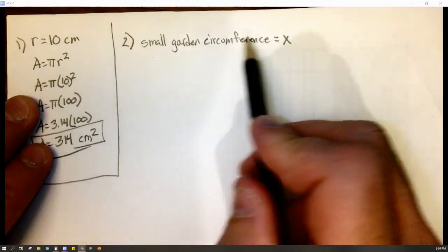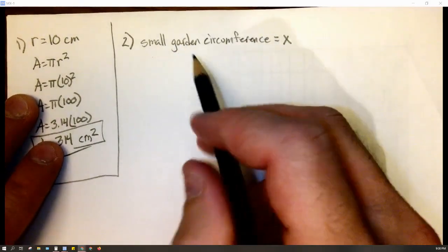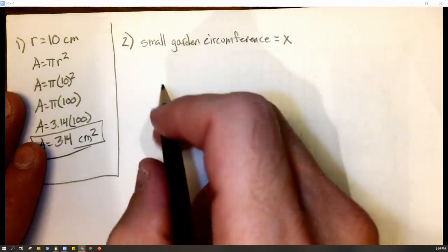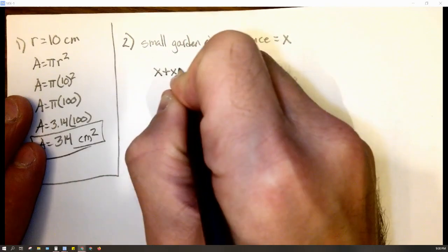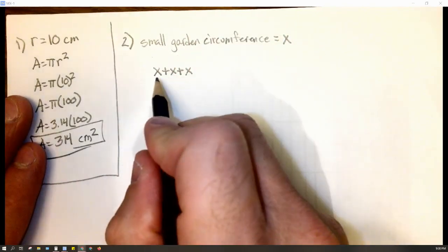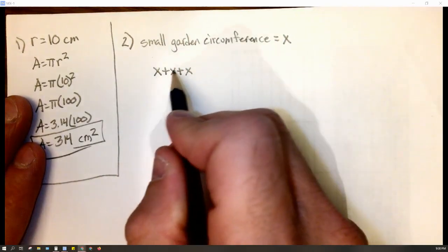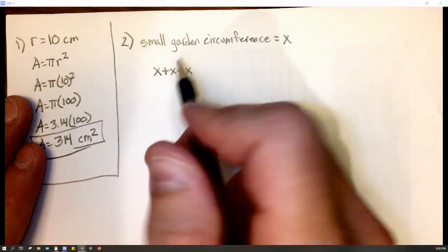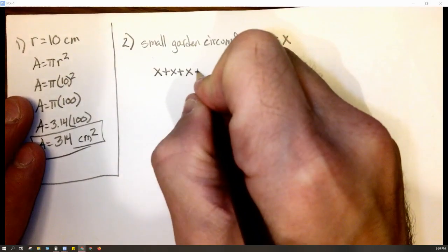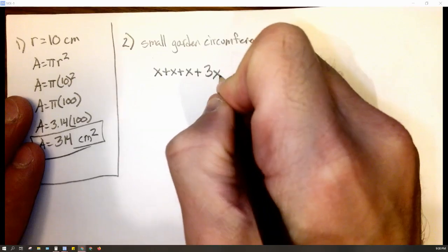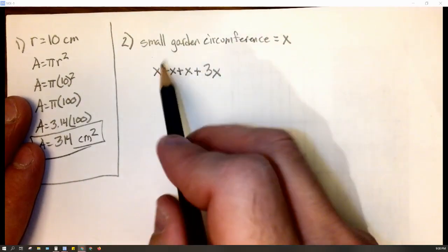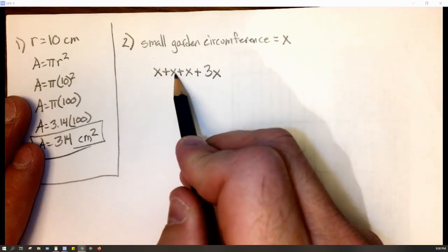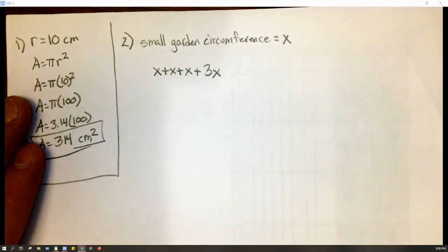If the circumference of the small gardens, and remember there's 3 of them, is x, we can write that x plus x plus x is the circumference of all 3 small gardens added together. If I add 3x to that, that's the strawberry fence. Here's tomato, here's cabbage, and here's the other one, those 3 small gardens.